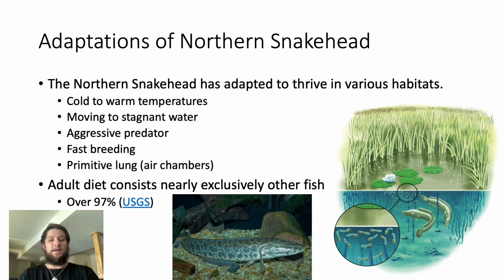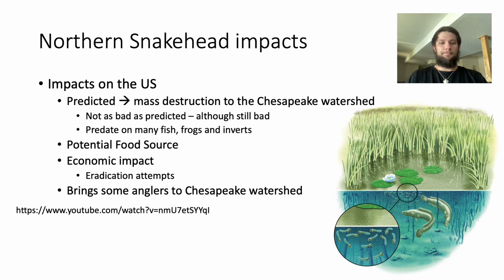And the adult diet consists nearly exclusively of other fish. The USGS has predicted it is over 97% other fish species of the diet of the adult northern snakehead.